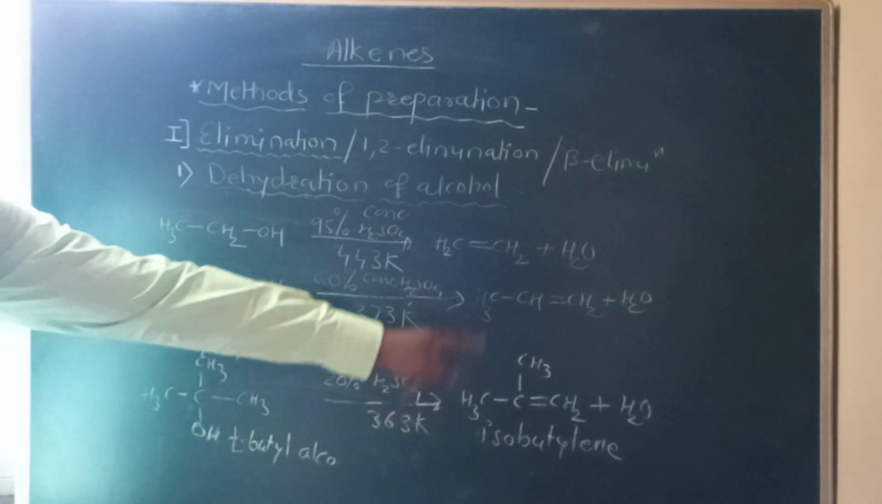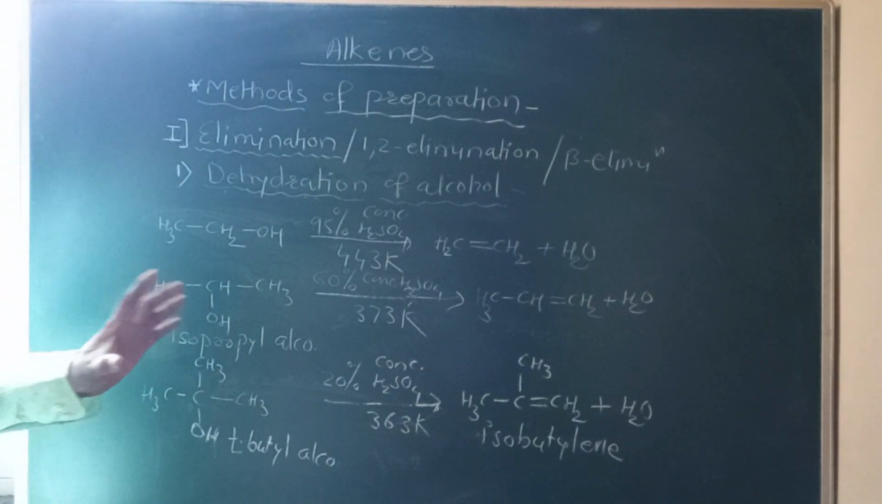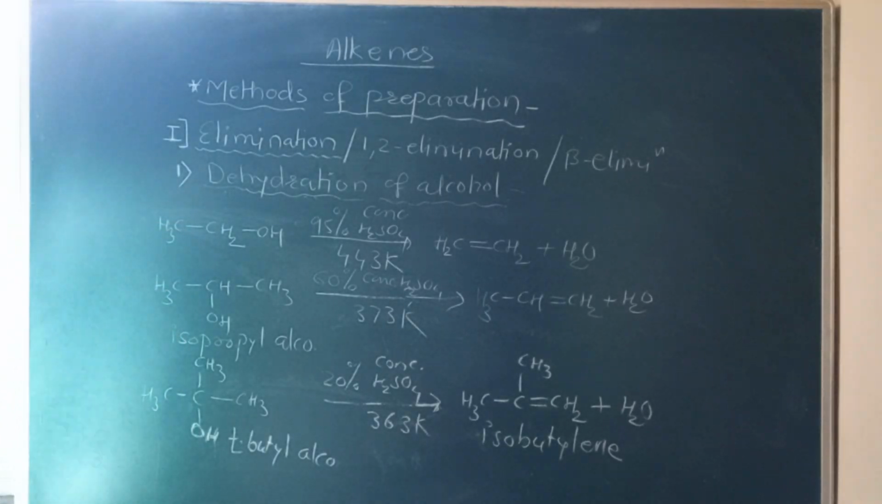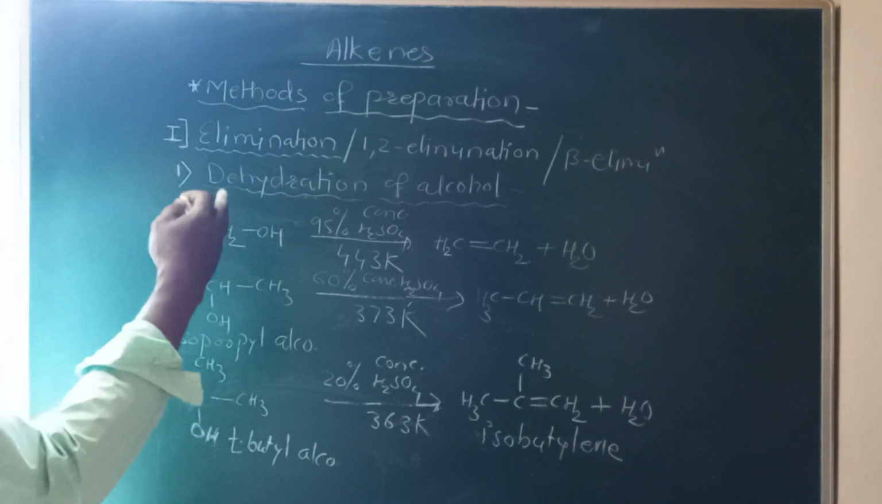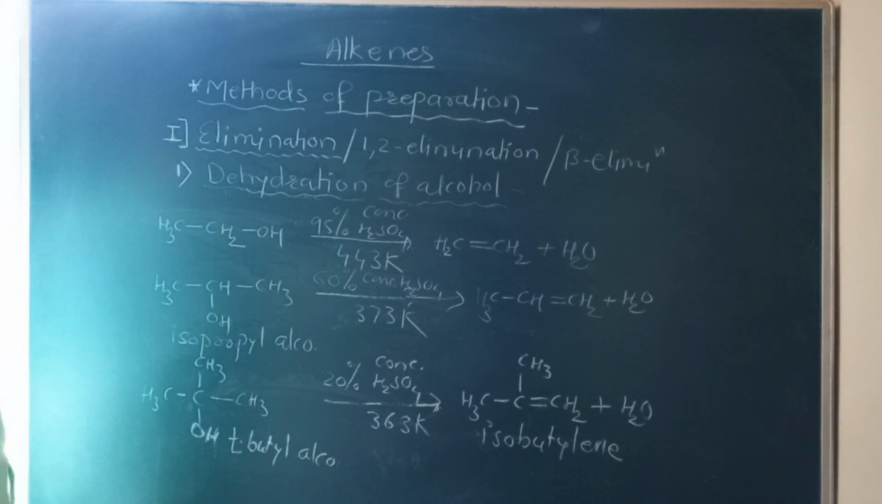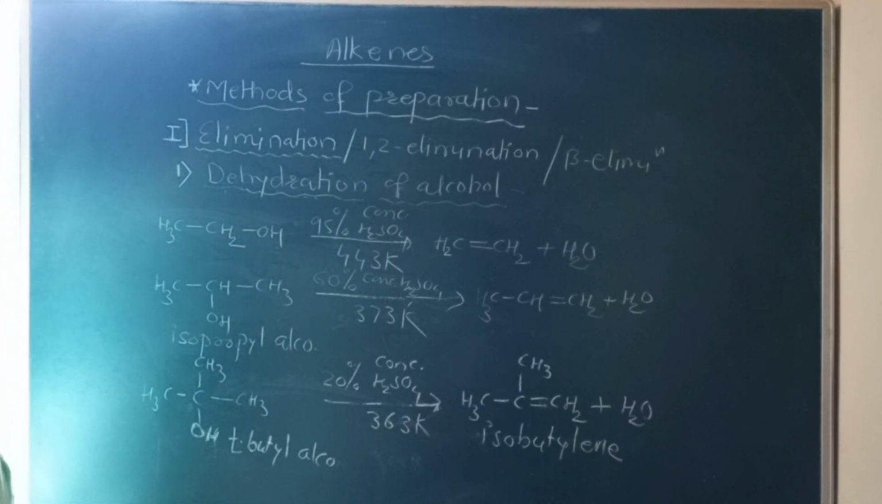Isobutylene. That is 2-methyl propene. Okay, got it. So these are some examples of dehydration reactions. Now, why are the conditions different for different alcohols? Yes, it depends on the nature of the alcohol. Conditions for dehydration depend on the nature of the alcohol.